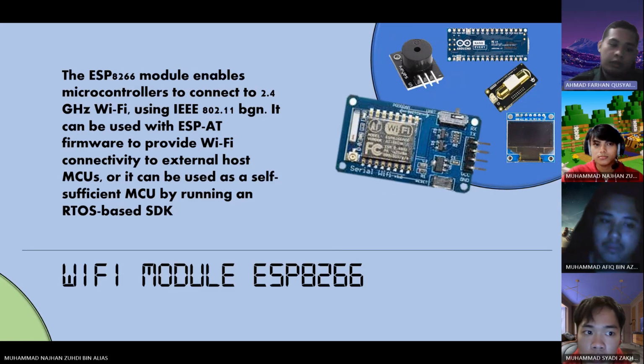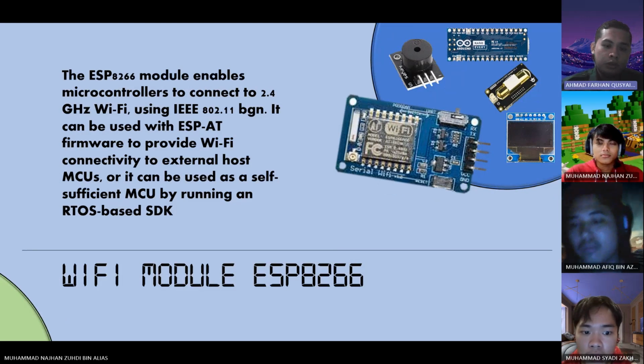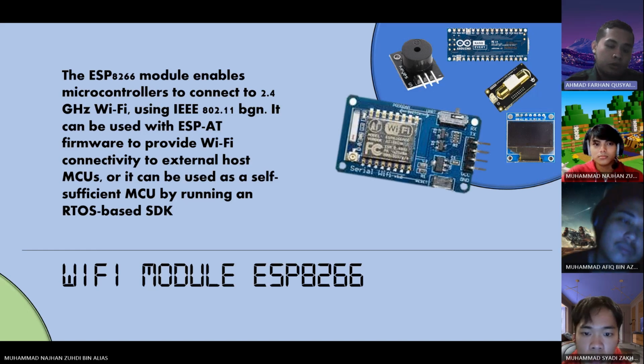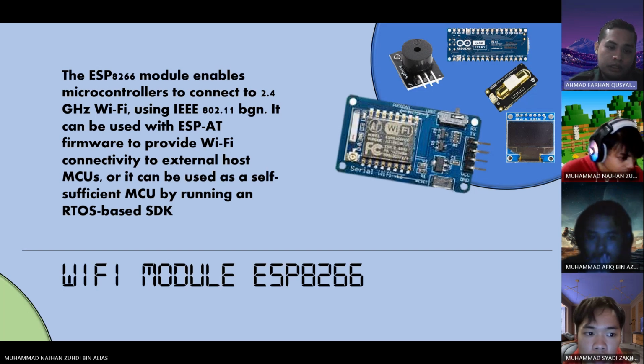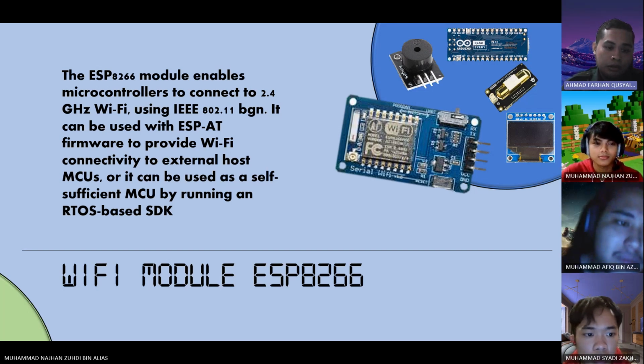Okay, the second component we use is the Wi-Fi module ESP8266. The module enables microcontrollers to connect to 2.4 gigahertz Wi-Fi using IEEE 802.11. It can be used with ESP8266 firmware to provide Wi-Fi connectivity to internal host MCUs, or it can be used as a self-sufficient MCU by running an RTOS-based SDK.